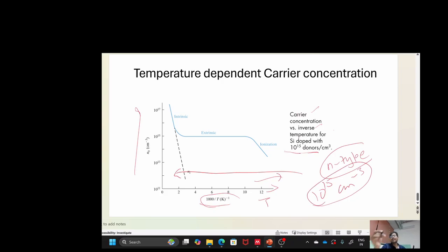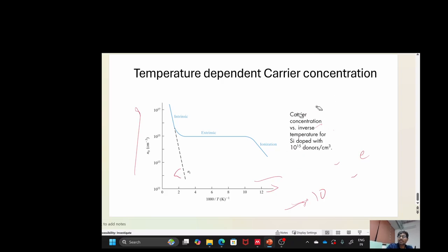Okay, this is the donor concentration, not the carrier concentration, because we cannot say carrier concentration when we are going to low temperatures. At low temperatures, these are not ionized. Okay, how will this look? As we have seen two things.